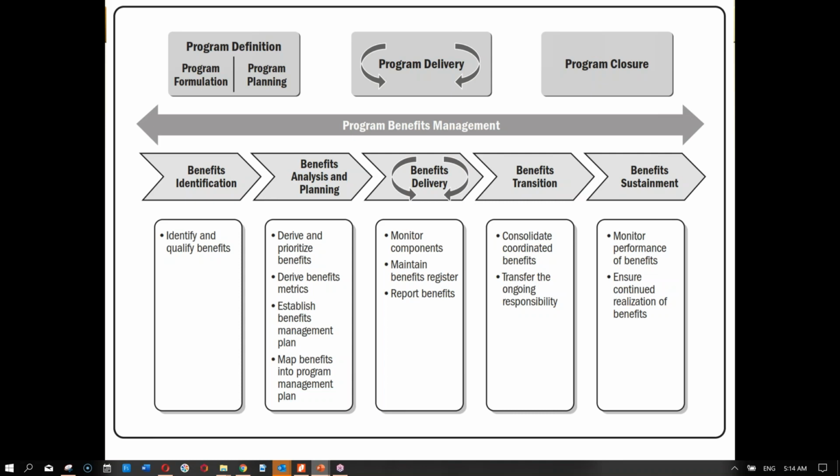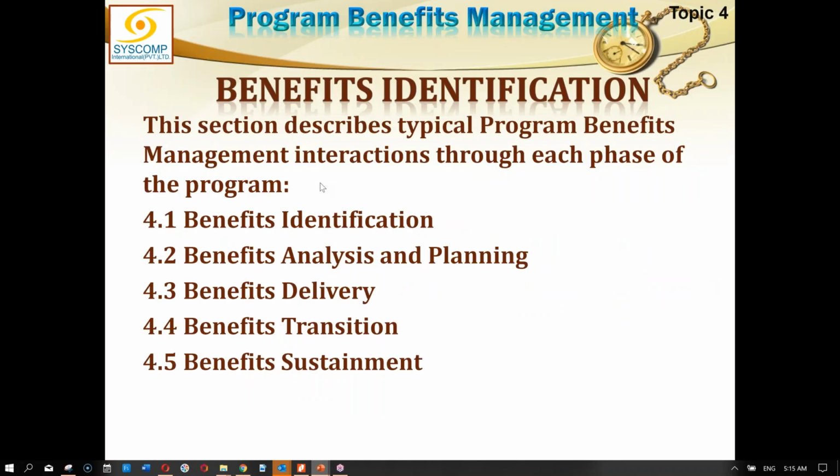That is, the sustainable mechanism will be created and handed over alongside the benefits. So this is a brief description of how the benefit management plan, program benefit management, will happen. By this we learn that we have these five steps or five phases of benefit management.